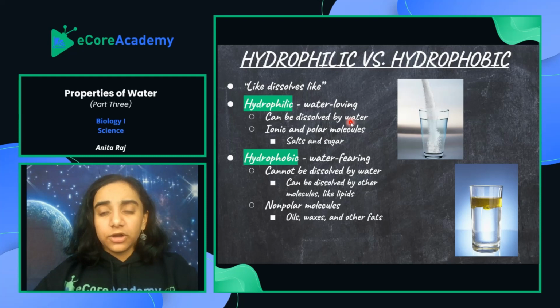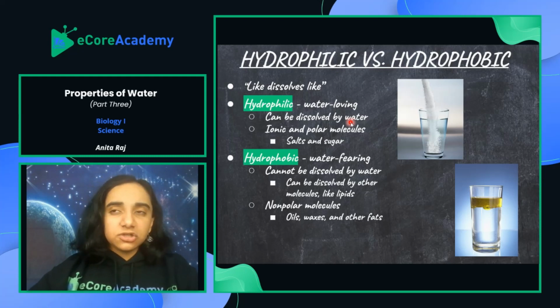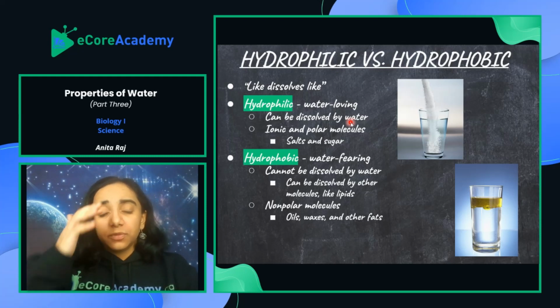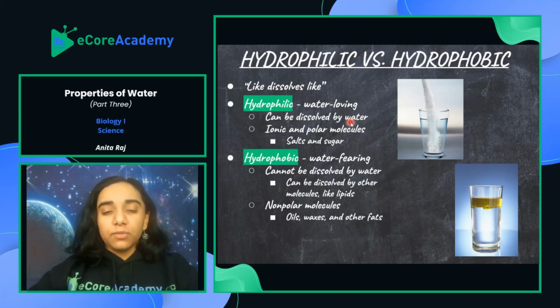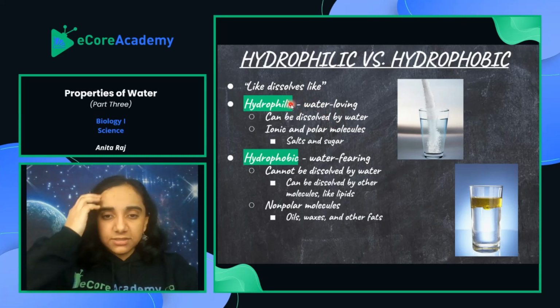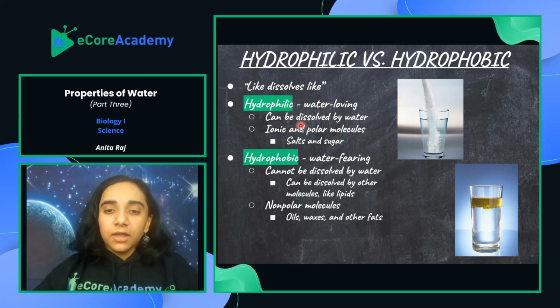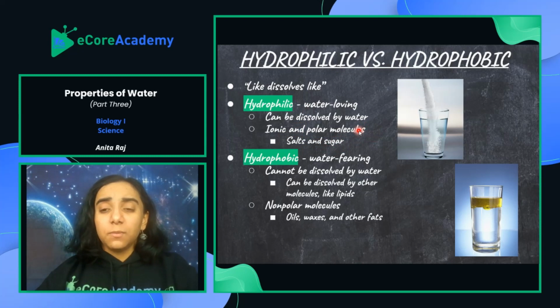So when we look at water after mixing it, you can't tell the salt or sugar particles apart from water. Because they are charged or polar, they are like water. They like water because they are similar to water. These are, like I said, ionic and polar molecules like salts and sugar. And we explained on the last slide exactly why water dissolves ionic and polar molecules.